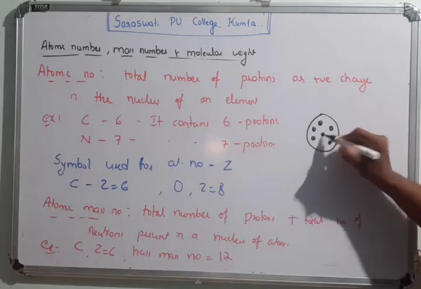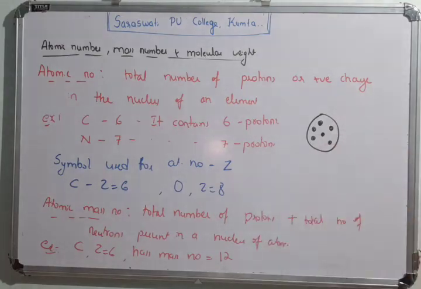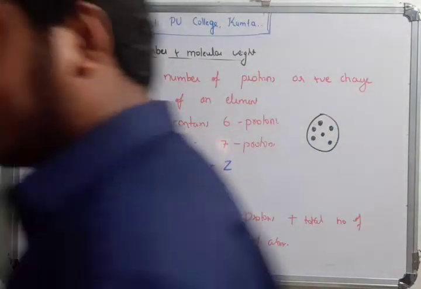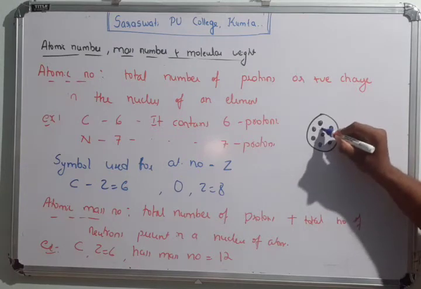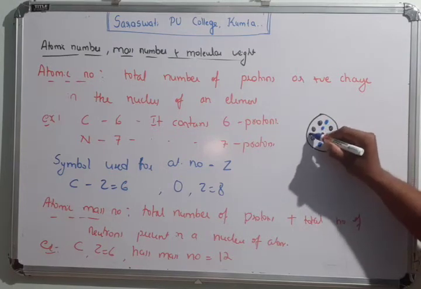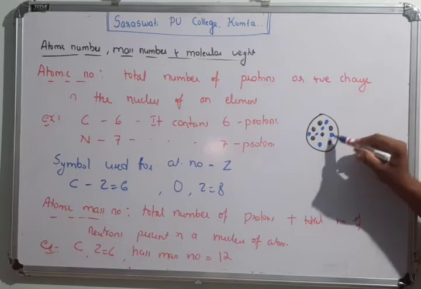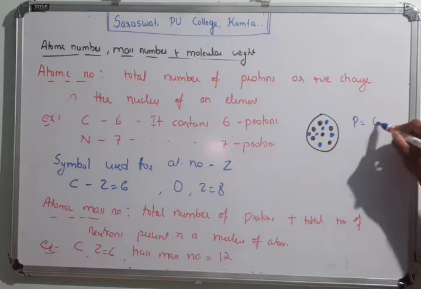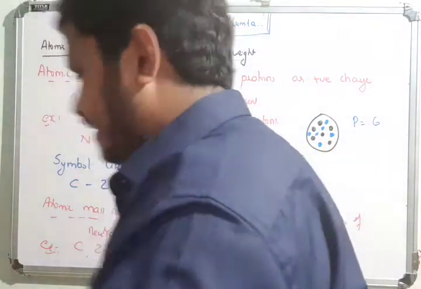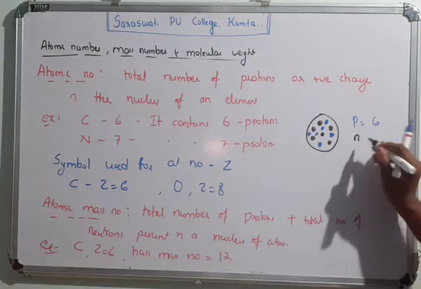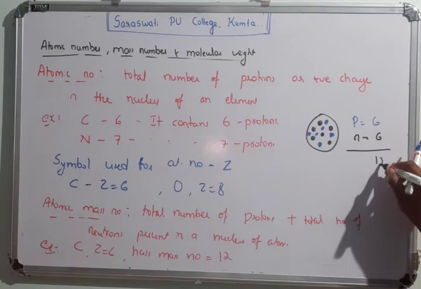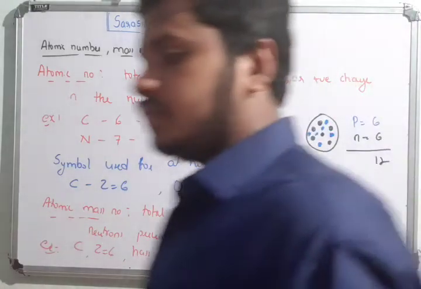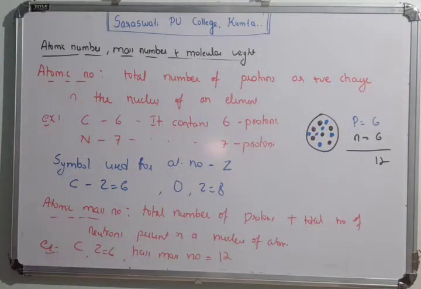Somewhere I'll draw here. You can see 1, 2, 3, 4, 5, 6. Now if I use a different color, you will clearly understand that the blue one is a proton: 1, 2, 3, 4, 5 and 6. So it contains 6 protons, blue in color, and 6 neutrons. So the total mass number would be 12. Got it? This is how we can understand some basics about atomic number and mass number.